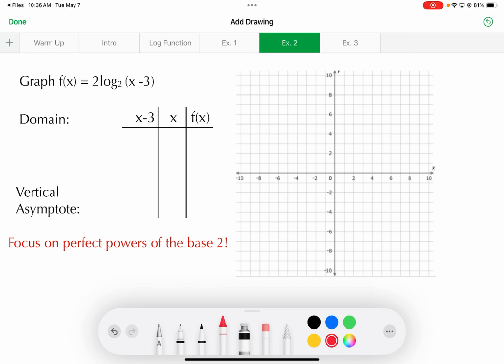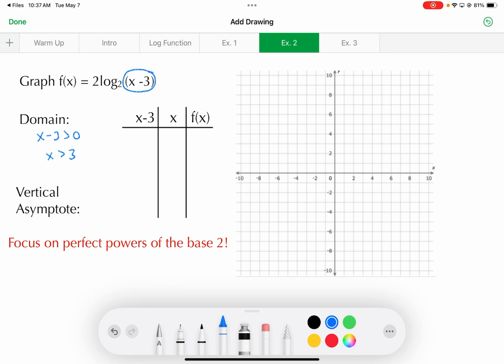All right, example 2. This one's a little more sophisticated. f of x equals 2 times log base 2 of x minus 3. So the argument of the logarithm has been changed to not just x, but now x minus 3. So I need to make that greater than 0. That solves to x is greater than 3. I'm only allowed to plug in values for x that are larger than 3.